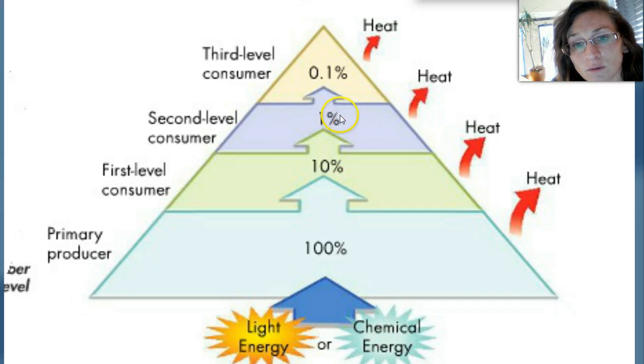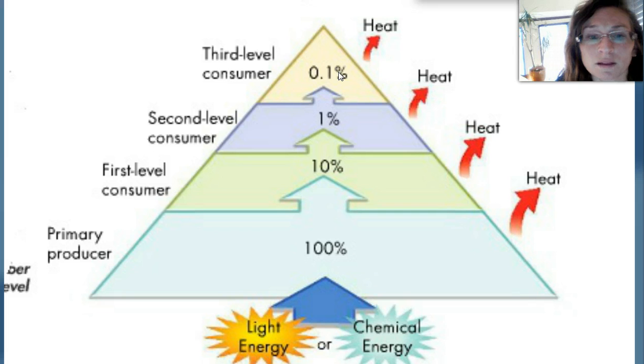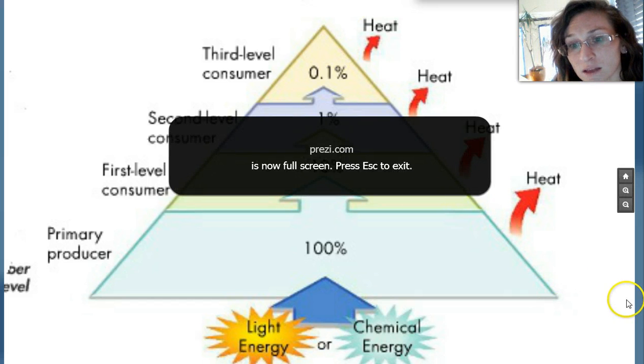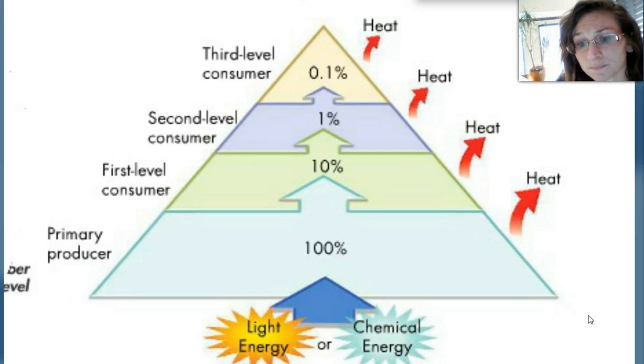And then that second level consumer is getting 1% of that. The third level consumer is getting 0.1%. So every time it's only gaining 10% of what it's eating, depending on that trophic level. Notice here that at every trophic level, the excess energy is getting released as heat.